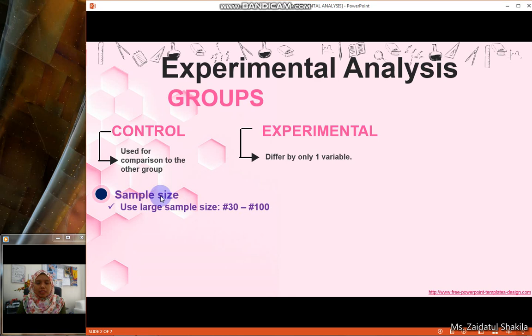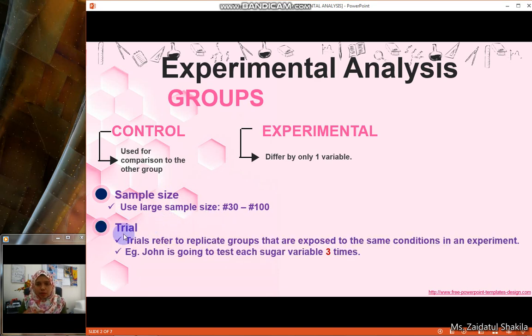Another thing you need to keep in mind is the sample size. If you are handling a human or animal study, you need to use a large sample size, at least 30. Another important thing that you need to remember is a trial. Trials refer to the replicate groups that are exposed to the same condition in an experiment. For example, John is going to test each sugar variable 3 times.